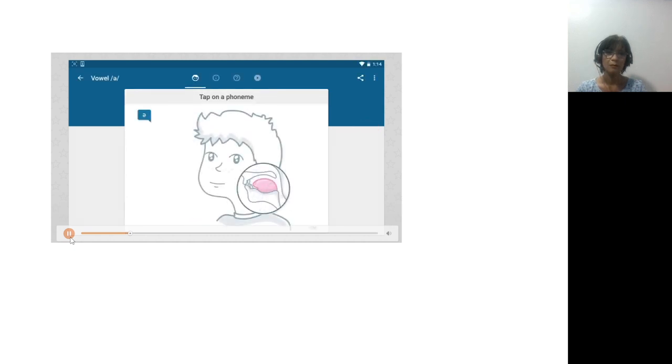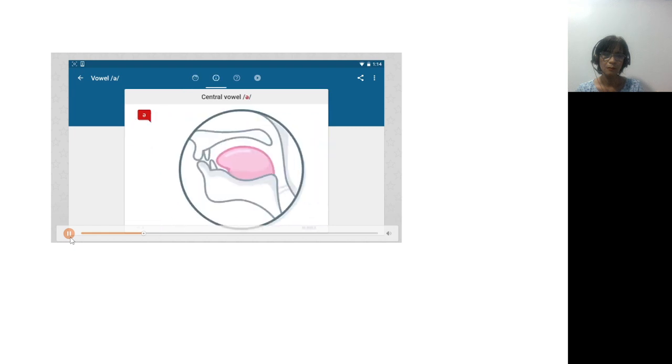Okay, to pronounce the sound, you should focus on relaxing your tongue and lips. Slightly open your mouth, relax your lips, and leave them in a neutral position. Place your tongue in the middle of your mouth and relax it.